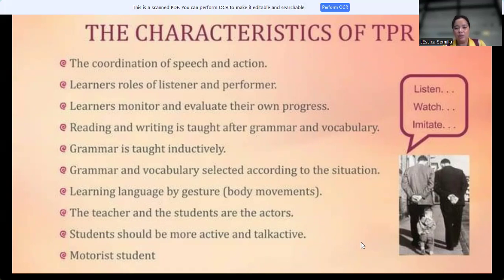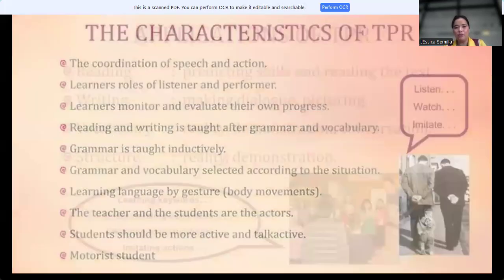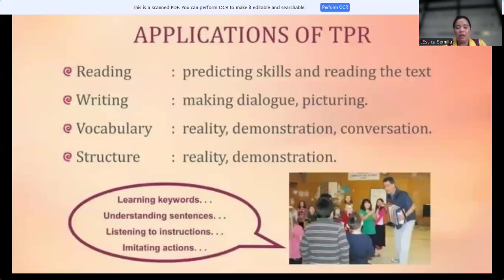So here, students are more active and talkative, and our students here are motorist students, or what we call psychomotor, meaning what they listen to, they act. And therefore, they try to understand the English language through actions, through listening, and then after that, they will have their actions. All right. So, how do you think the total physical response is being applied in language teaching?